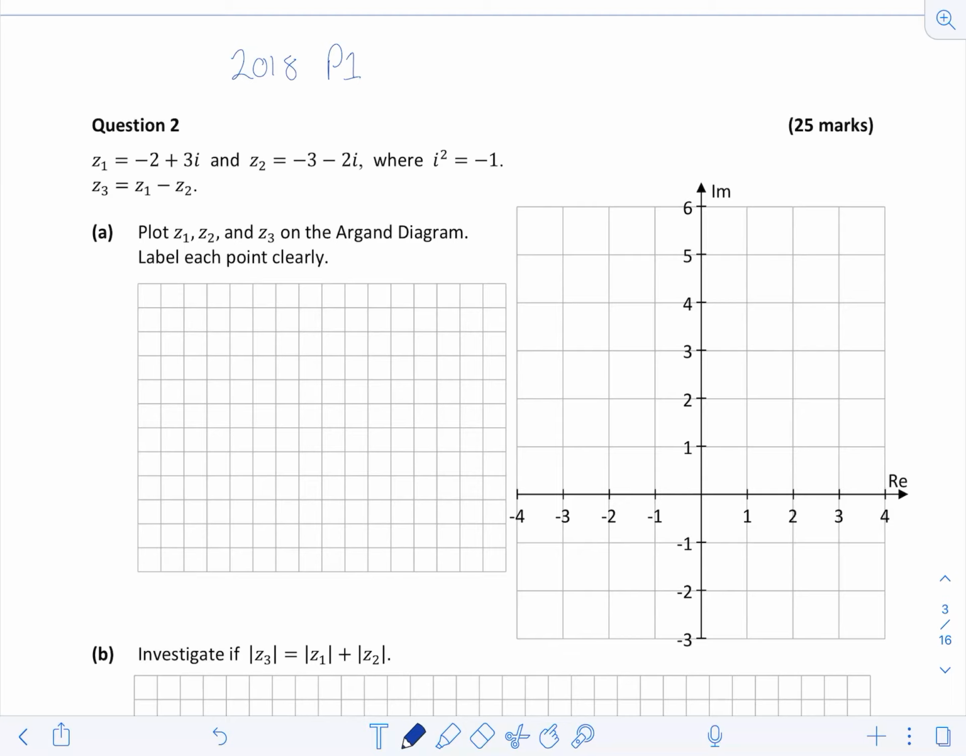Z1 is equal to this guy here. Z2 is equal to this guy here. And that's the usual complex number business. And then we're told that Z3 is equal to Z1, take away Z2. And we're asked to plot Z1, Z2, and Z3. So the first two are going to be quite straightforward.